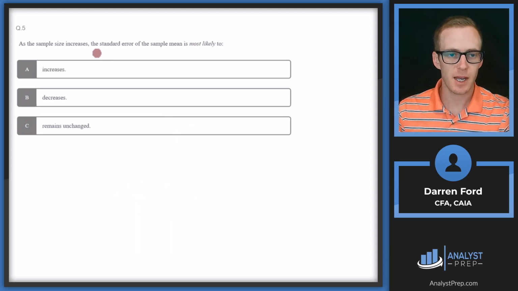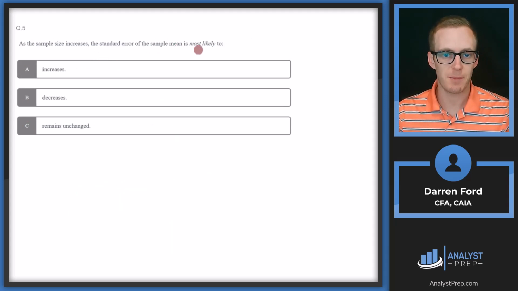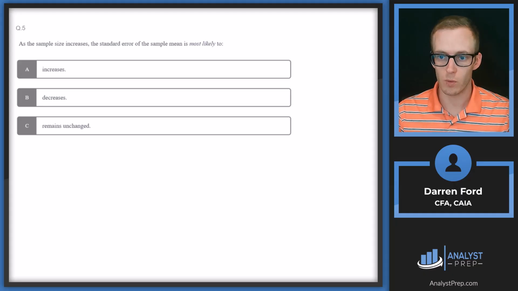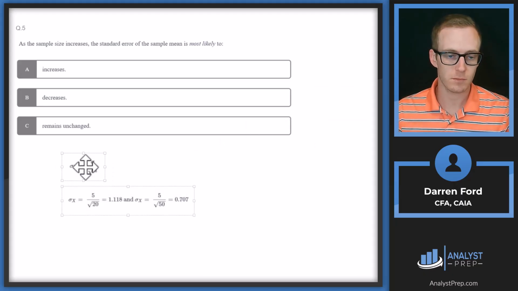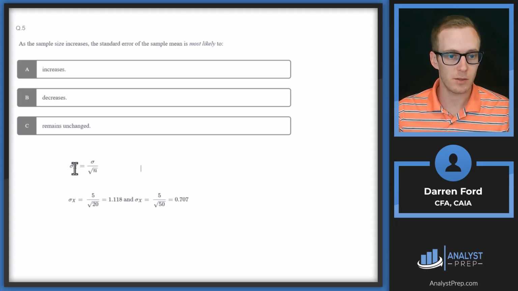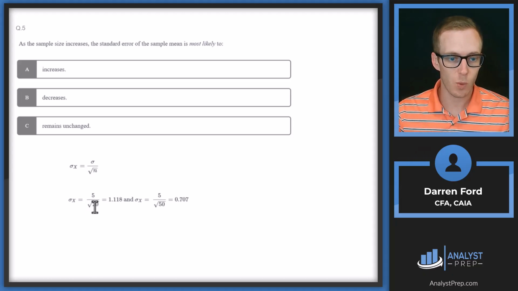Answer C. As the sample size increases, the standard error of the sample mean is most likely to A, increase, B, decrease, or C, remain unchanged. So we can bring in an example to show this from a formula standpoint. So this is our formula. Standard error of the sample mean is going to be our standard deviation divided by the square root of n. So here we have square root of n of 20, and we get a value of 1.118.